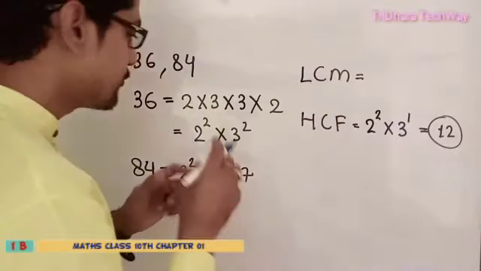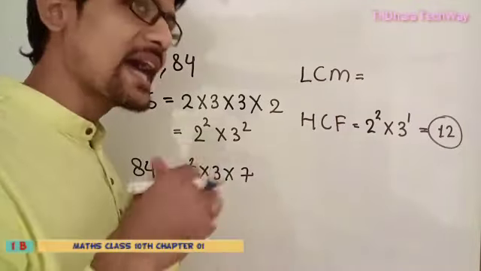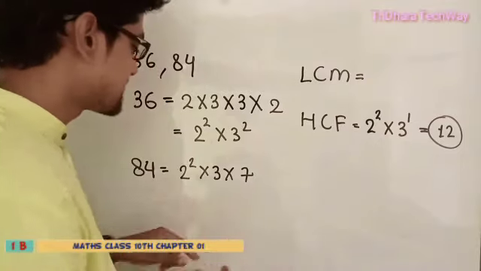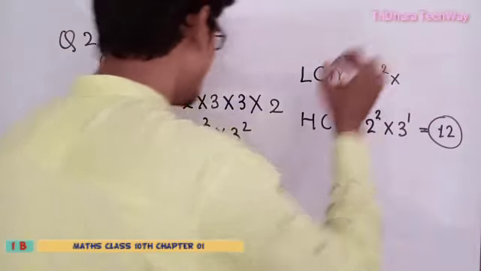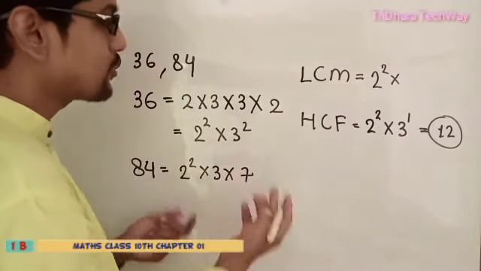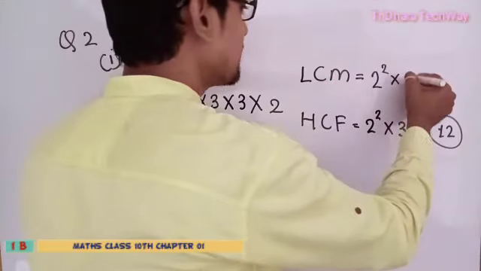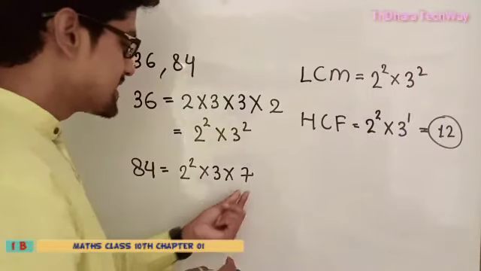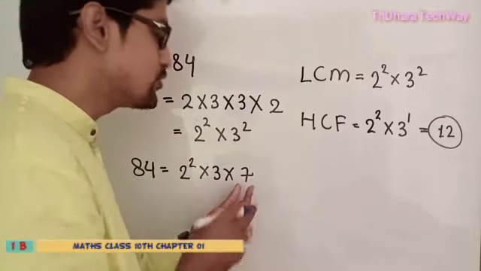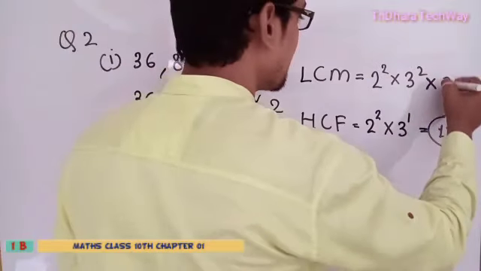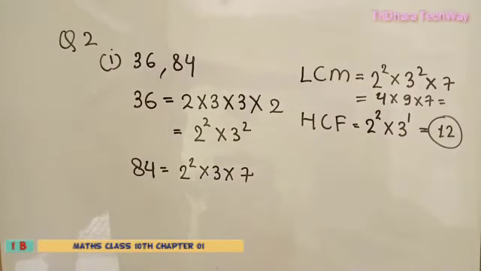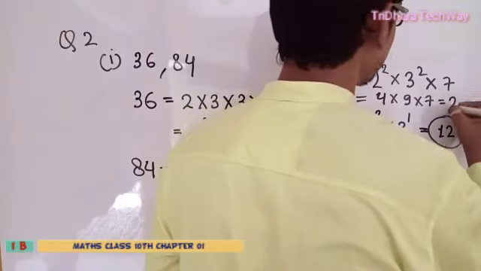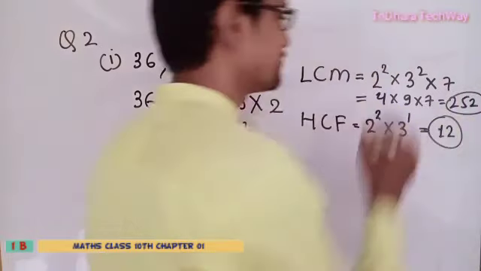Now come to LCM. For LCM, you have to take the highest power value from both the numbers. 2 square, both have 2 square, so you write 2 square. Now 3 square, but here is 3 power 1. So in the LCM case, you have to write the highest power. Now 7, there is no 7 in the other, so you have to write this 7 one time. This is the case of LCM. 4 times 9 is 36, and 36 times 7 is 252. The LCM of these numbers is 252.